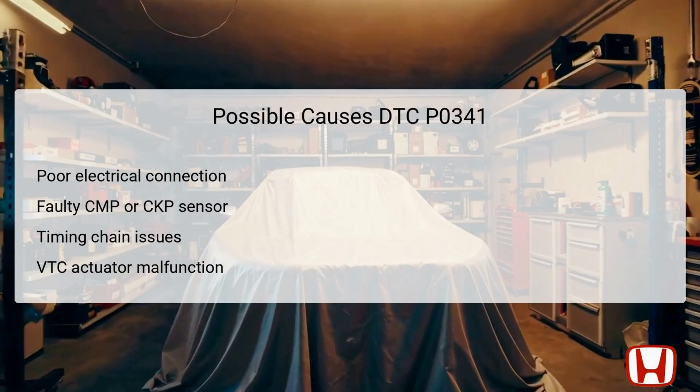Problems with the timing chain may also contribute to this error code, as a stretched or damaged chain can throw off the timing synchronization necessary for proper engine operation. Furthermore, the variable timing control, VTC, actuator's malfunction could affect the functioning of either sensor, leading to inaccuracies in reading positions and phases. Each of these potential issues must be examined closely to accurately diagnose and resolve the DTC P0341.